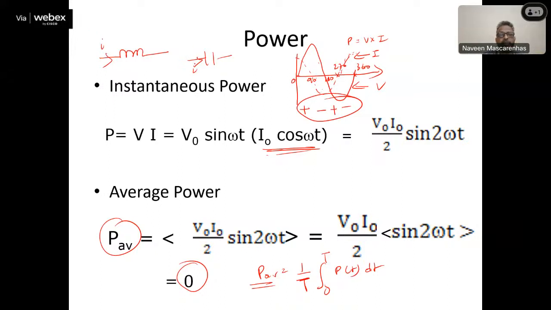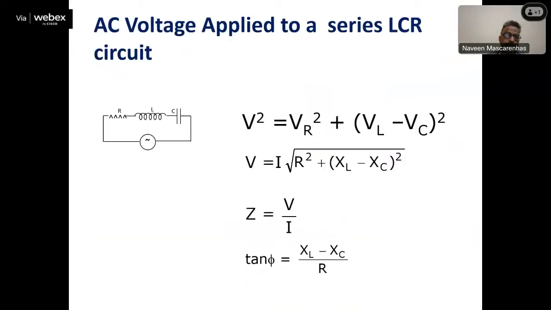will be referred to as wattless current. You know why? Because the average power consumed is 0, right? Therefore, this current flowing through a pure coil and capacitor is always referred to as wattless current.